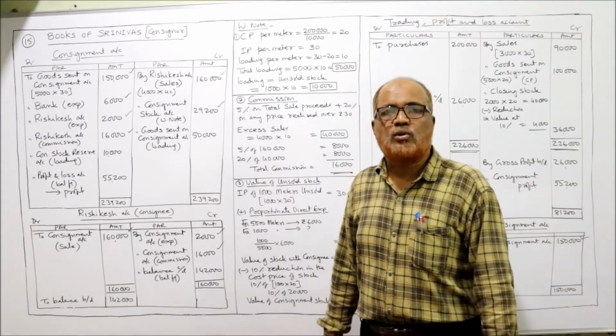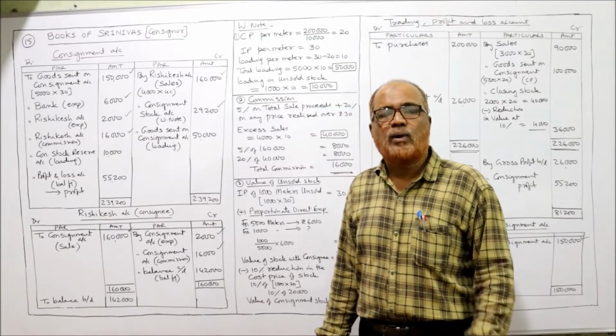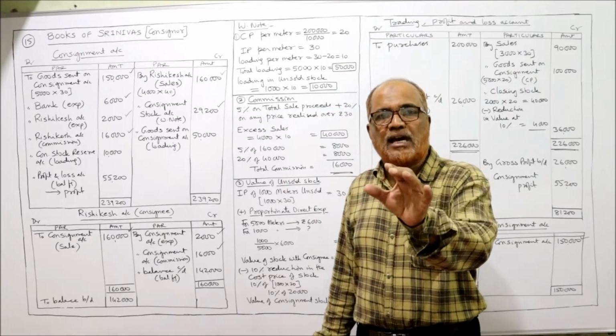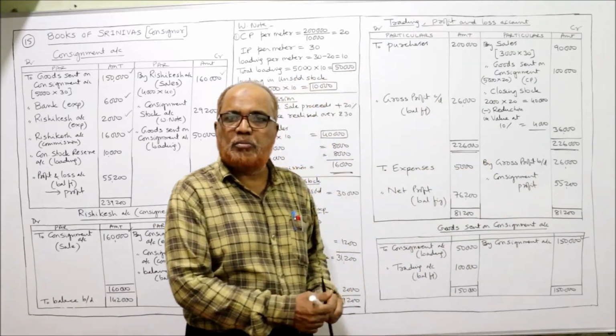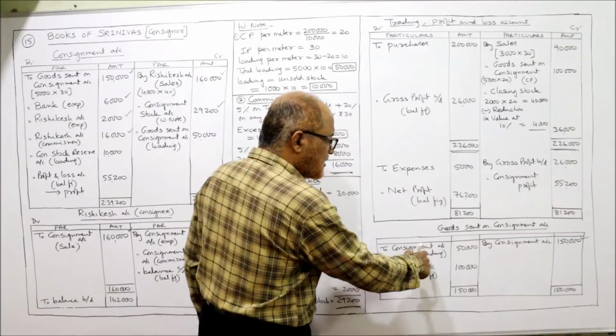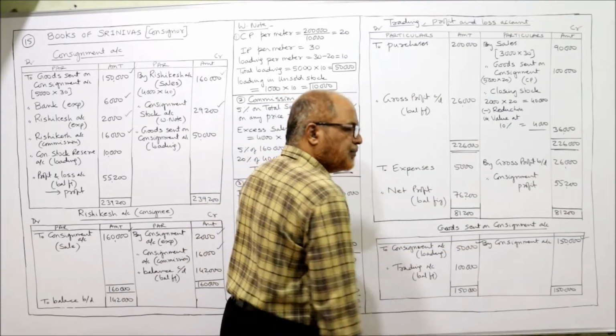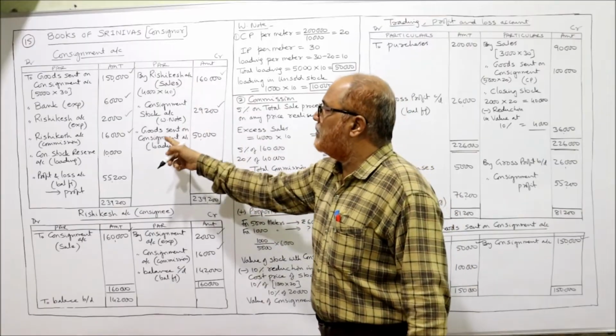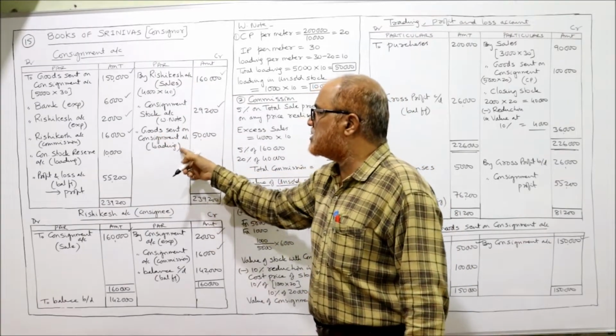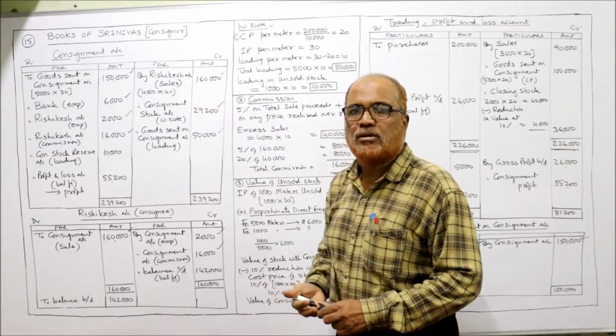Already in the previous problem also we came across these two entries. What is the entry? Goods sent on consignment account debit to consignment account. The goods sent on consignment should be debited. Here goods sent on consignment account is debited 50,000. Right? And consignment account should be credited. The consignment account credit side by goods sent on consignment loading 50,000.